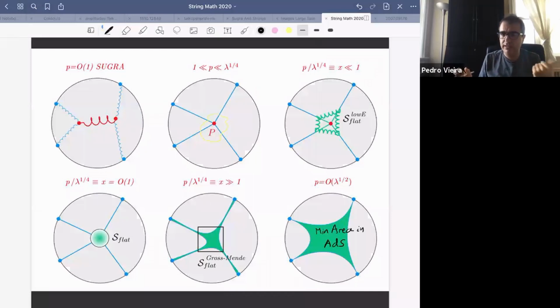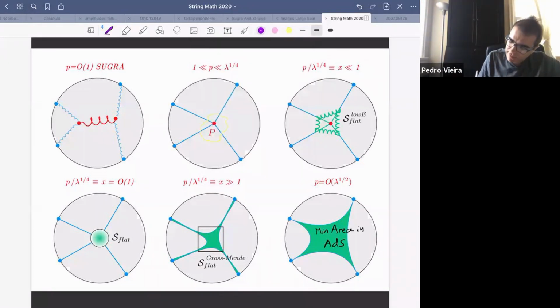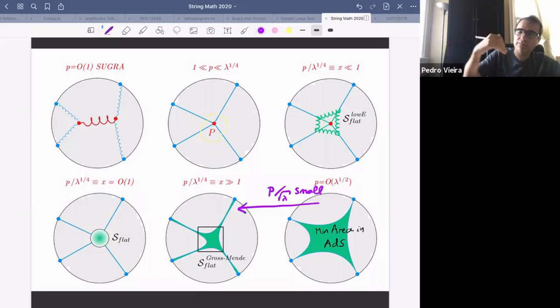João Caetano and Joao Toledo solved part of the problem. They computed half of the result, you could say. This area contains an AdS part and a sphere part, and they computed in some cases the AdS part. But the full computation of this area is not yet known. It would be very nice if this was known. Then we could start with this result and start decreasing p. So here we would start taking p over square root lambda to be small, and we would make contact with flat space.